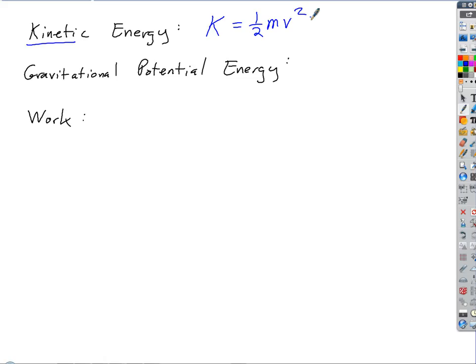What about gravitational potential energy? We call that P. And what's that equal to? Do you remember? This one equaled mass times the acceleration of gravity times the height, h.